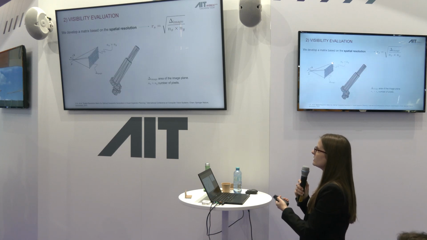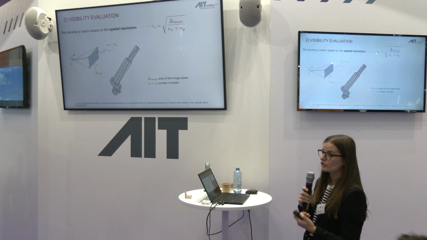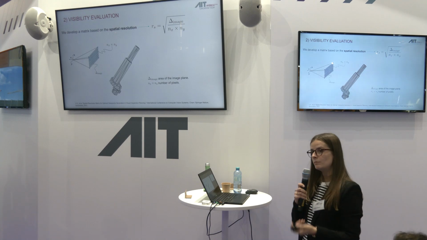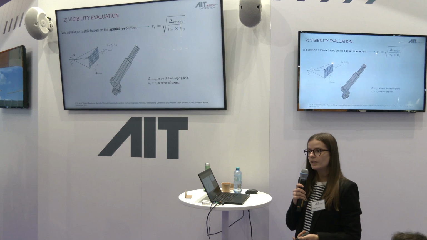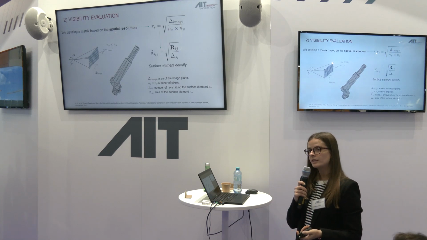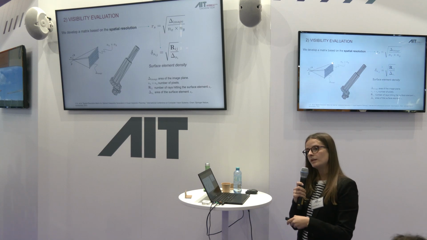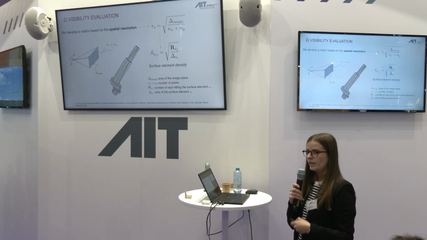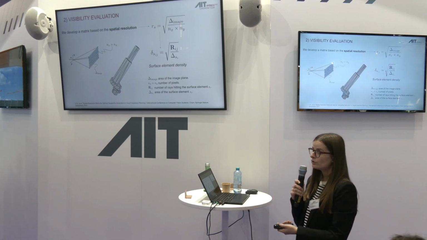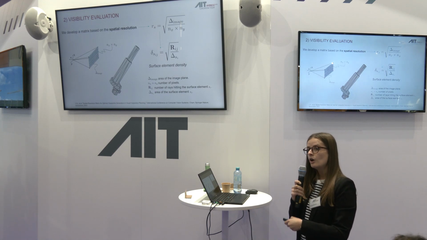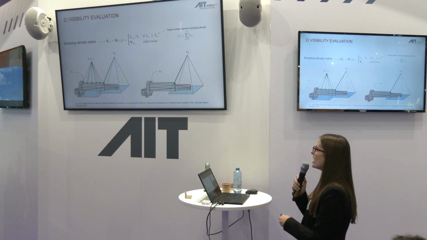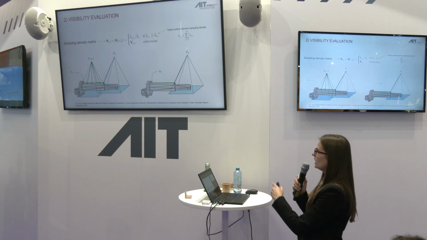So what we did is that we started from the concept of spatial resolution that relates the area of the image sensor with the number of pixels, and we derive the surface element density. In this case, we don't use the number of pixels, but the number of rays hitting a surface element, and we don't use the area of the image sensor, but the area of the surface element that we hit.